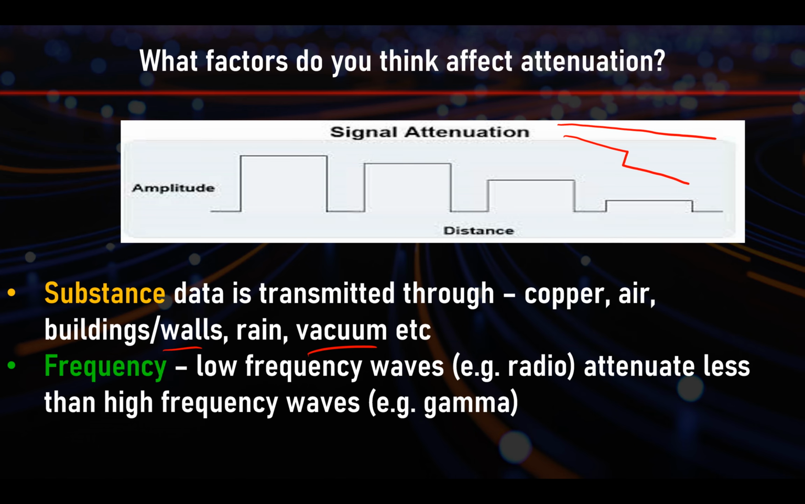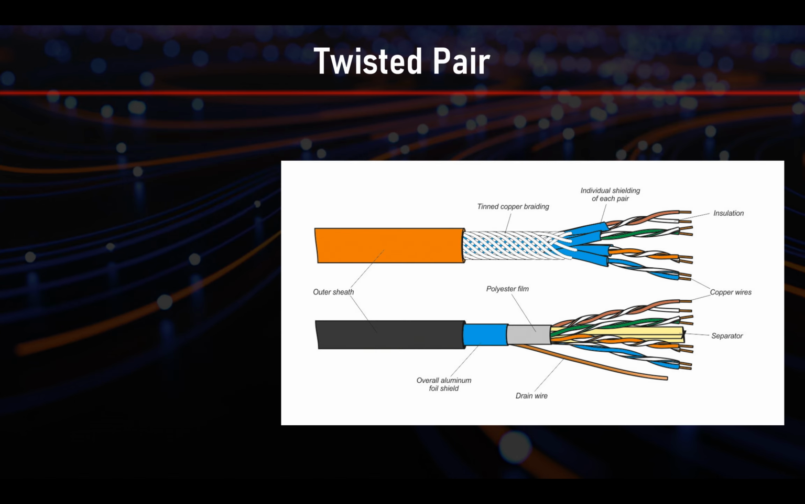Then frequency. Low frequency waves, e.g. radio, are going to attenuate less than high frequency waves, e.g. gamma. I think from physics people probably know this: those high frequency waves get blocked more easily, whereas low frequency waves can travel longer distances and can travel through substances more easily.